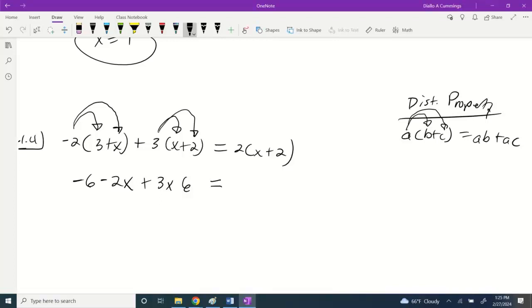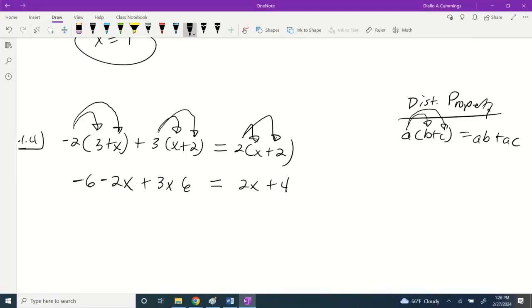I'm going to bring down my equal sign. And now I'm going to distribute 2 on that right-hand side. So 2 times x is 2x, and 2 times 2 is 4. So that was the second step. We have cleared the equation of any parenthesis.